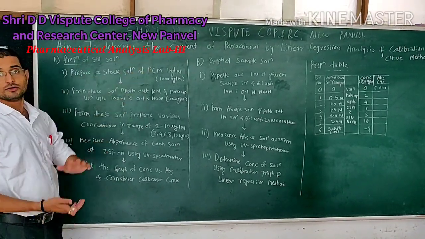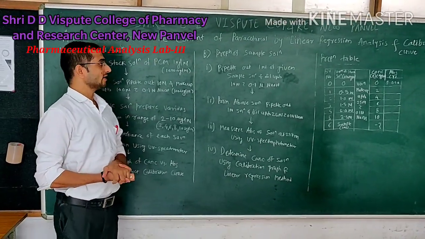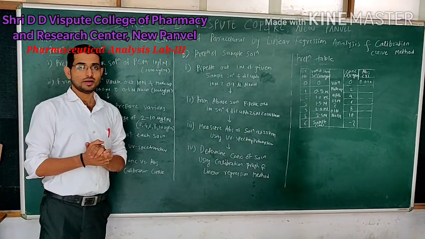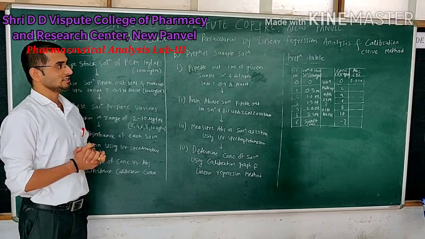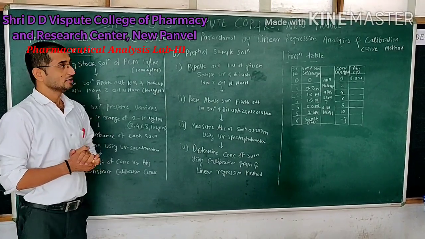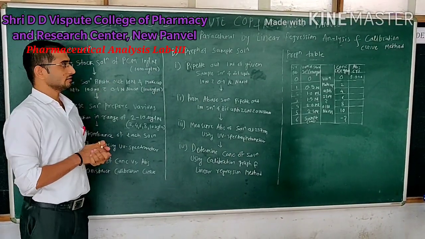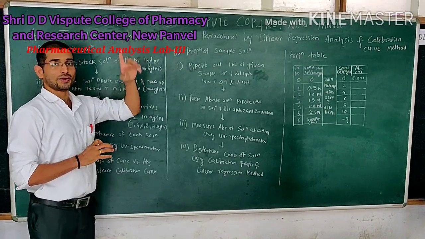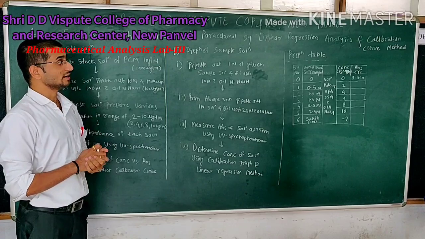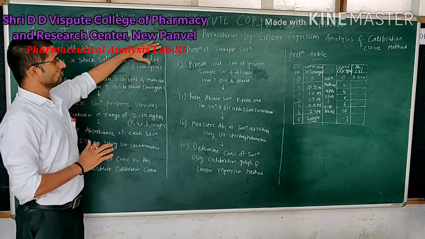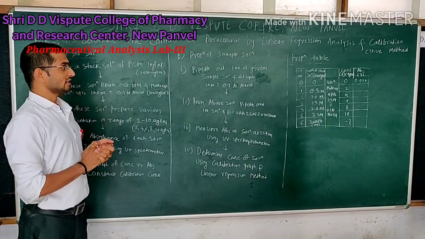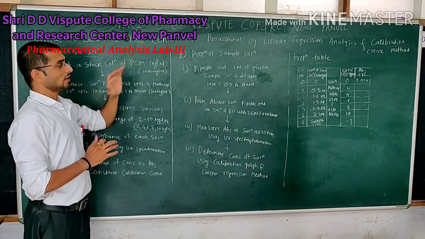Hello everyone. Today we are discussing the next experiment, experiment number 4, to determine the content of paracetamol by linear regression analysis and calibration curve method. This is a very important experiment in our syllabus. In this experiment we are studying one parameter of analytical method validation, that is linearity. So, determination of the concentration by linear regression analysis of the given unknown sample.